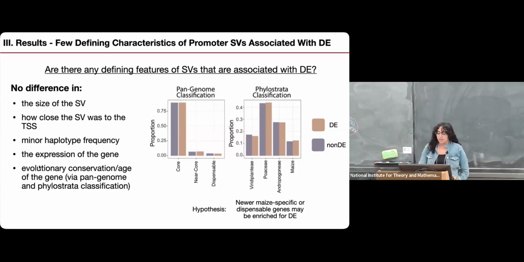And also, I don't have a figure for it, but it's worth mentioning that we did run a GO analysis to see if there were any functional characteristics enriched amongst either DE or non-DE genes. Once again, no notable GO categories popped out.